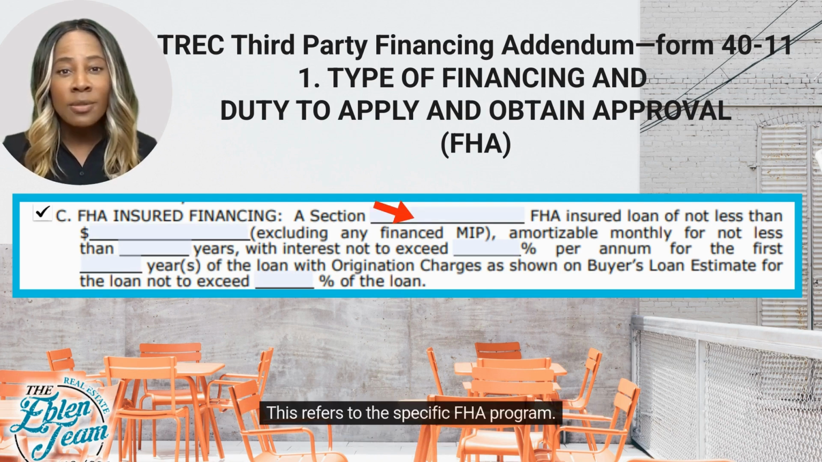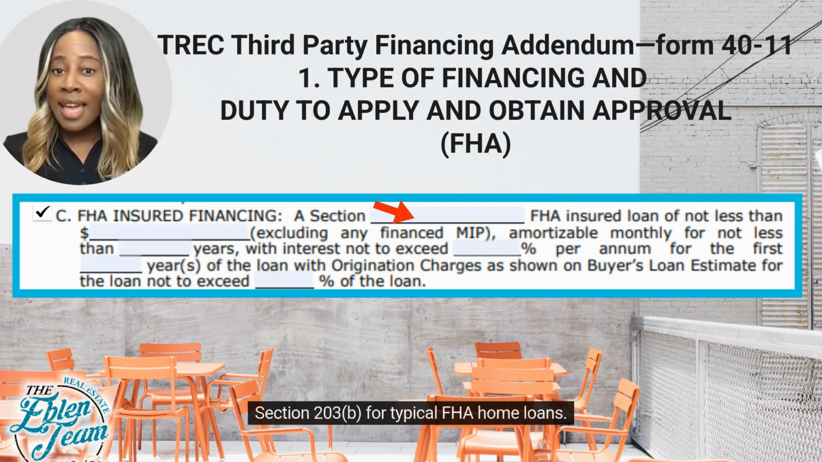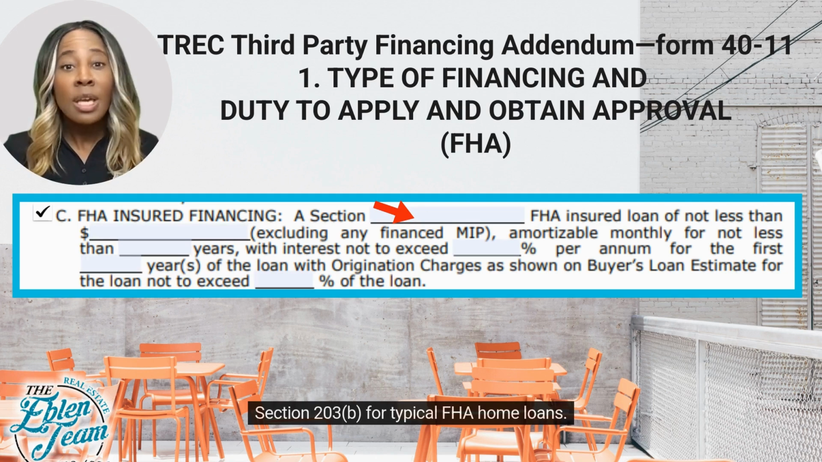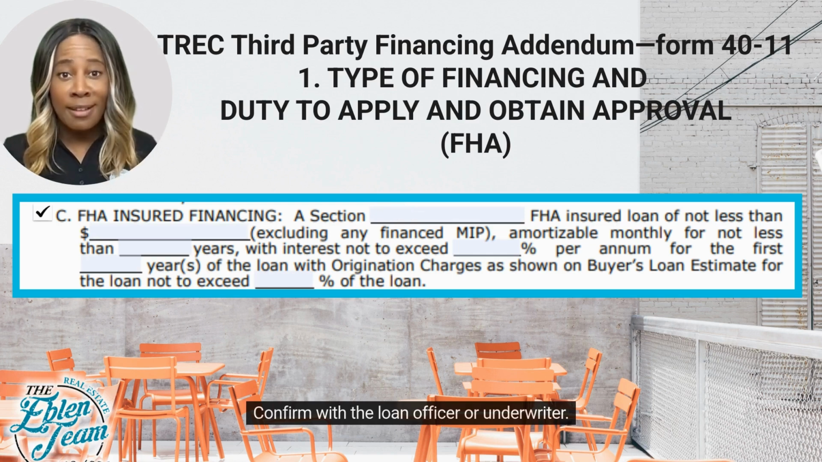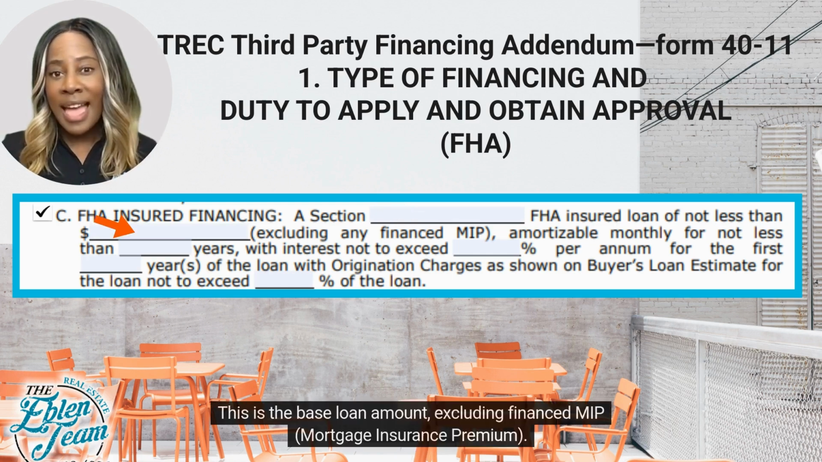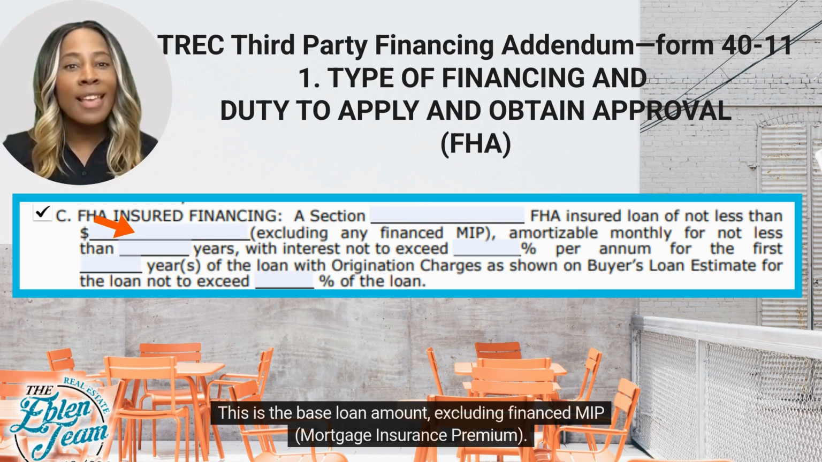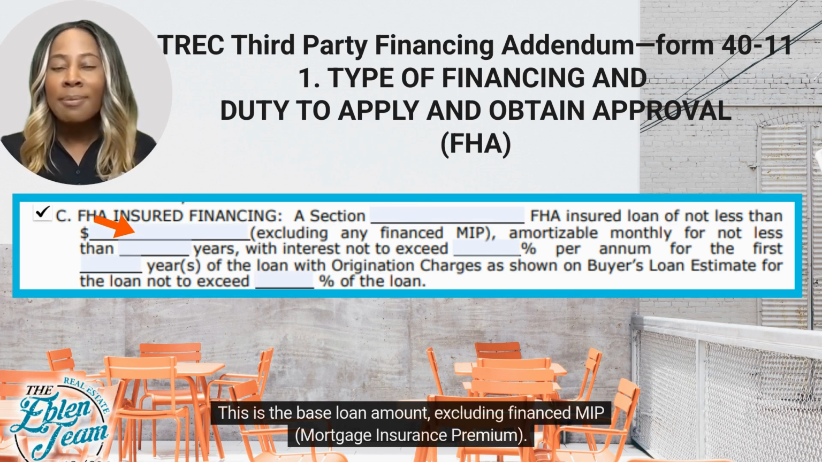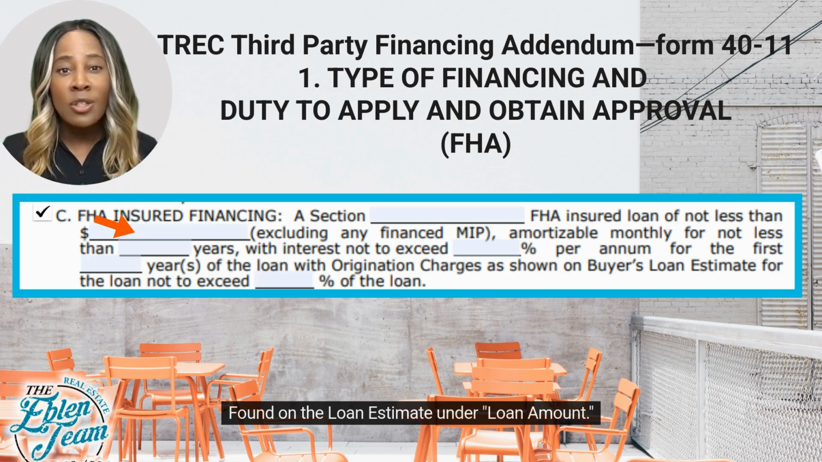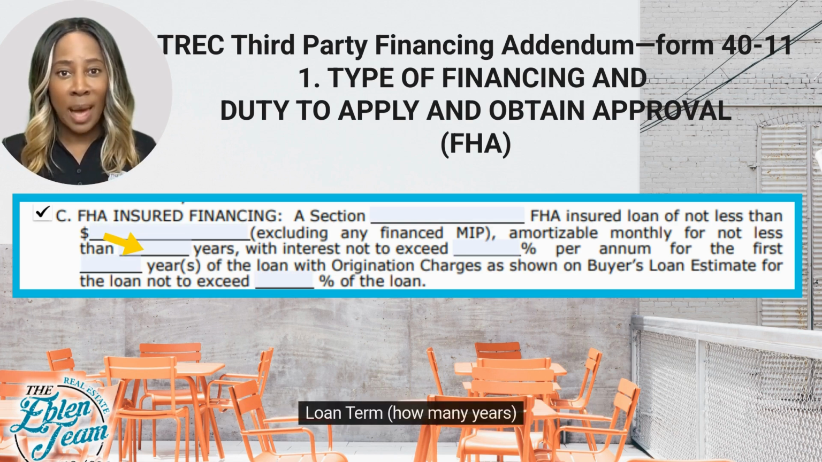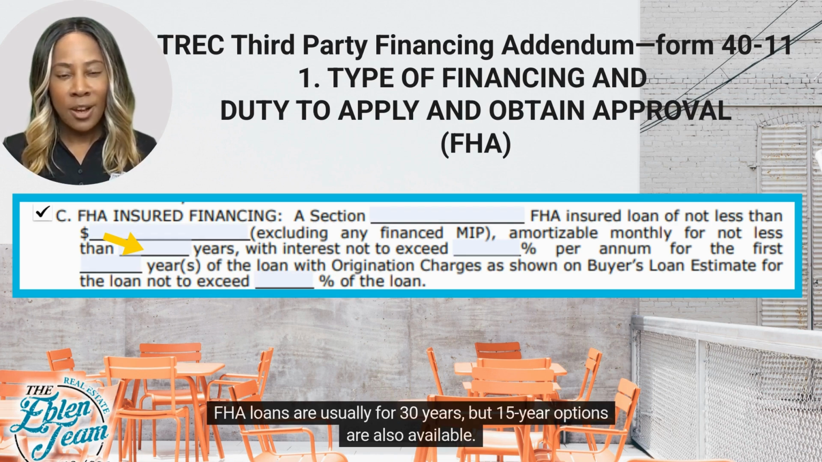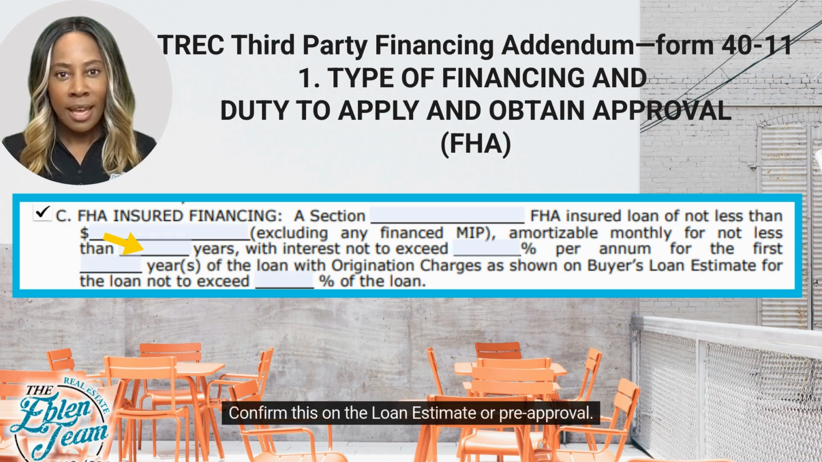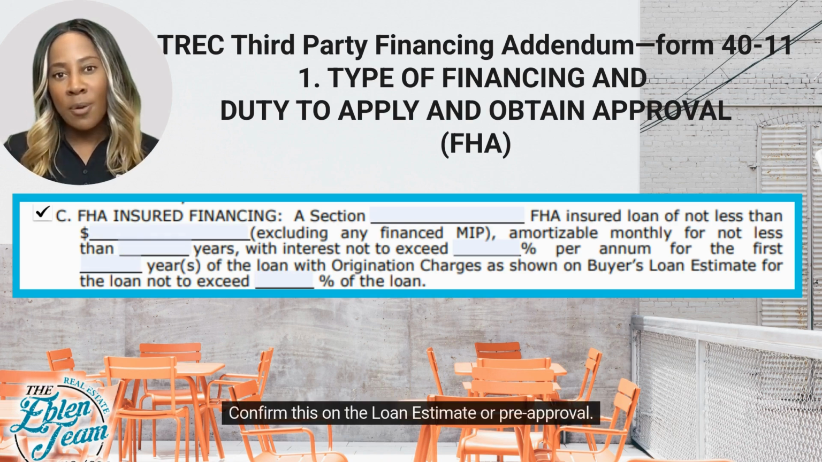Section. This refers to the specific FHA program. The most common is Section 203B for typical FHA home loans. Confirm with the loan officer or underwriter. Loan amount. This is the base loan amount, excluding financed MIP, mortgage insurance premium, found on the loan estimate under loan amount. Loan term, how many years? FHA loans are usually for 30 years, but 15-year options are also available. Confirm this on the loan estimate or pre-approval.